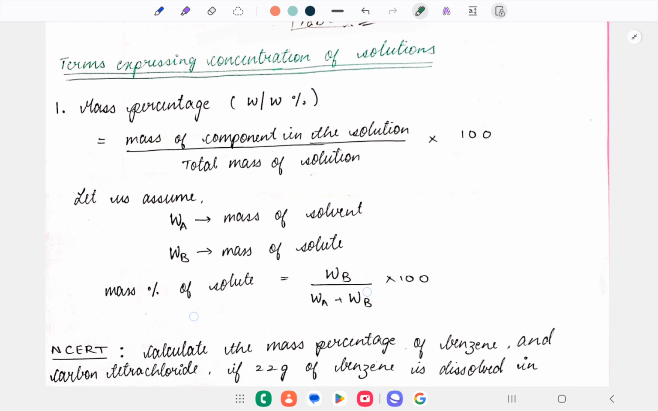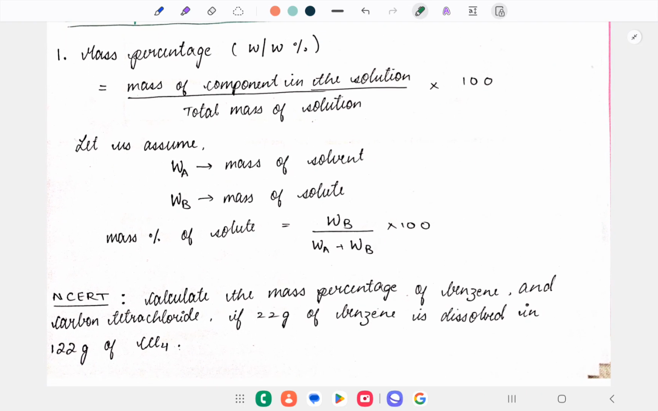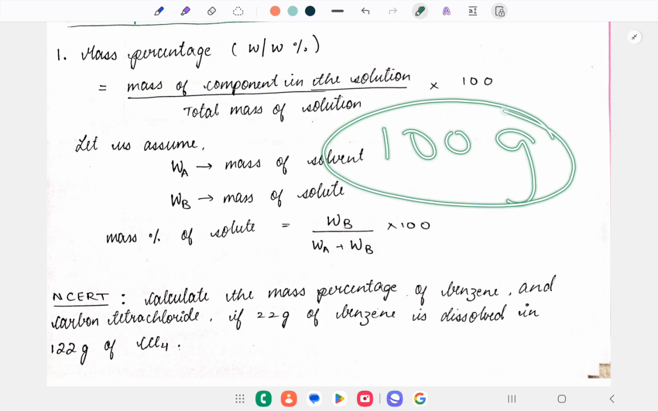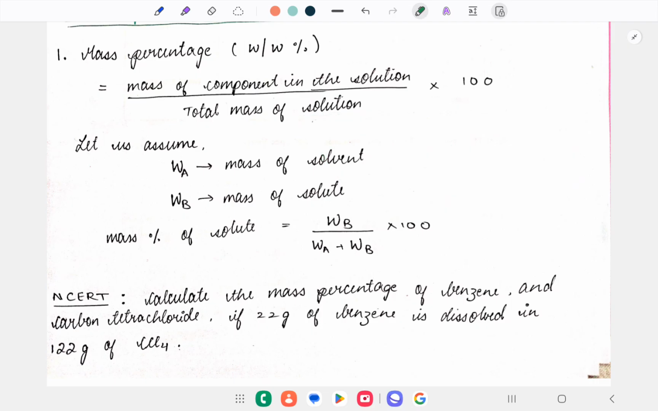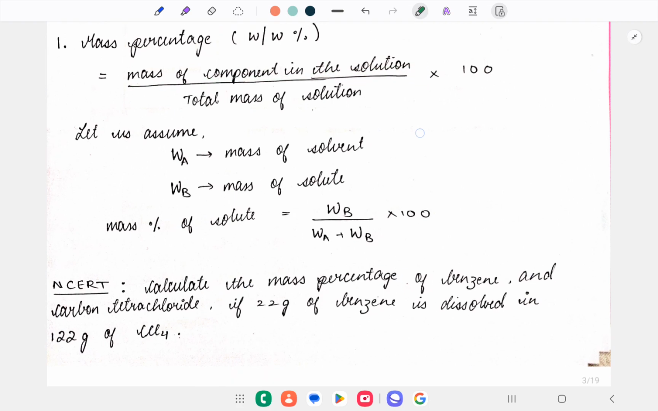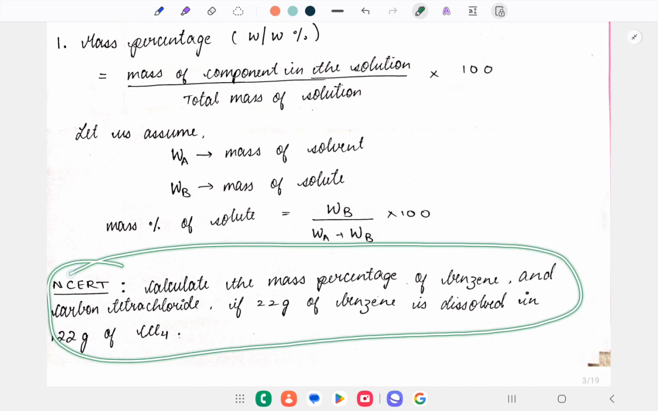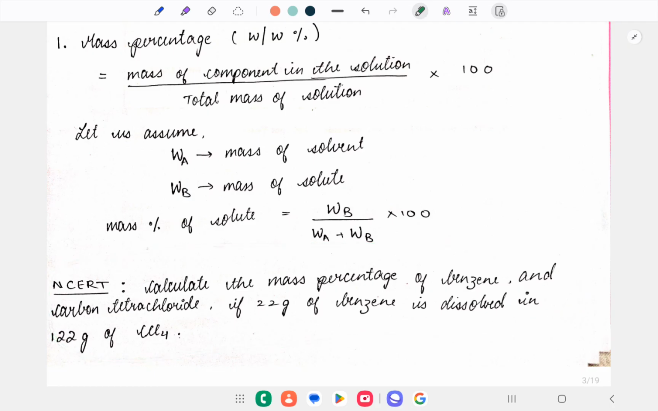First, let us see the mass percentage. The mass percentage of a component in a given solution is the mass of the component per 100 grams of the solution. So the formula is the mass of the component in the solution divided by the total mass of the solution, into 100. So this is the basic formula. It is an NCERT question you can solve, and I'll let you know the answer at the end of the chapter.